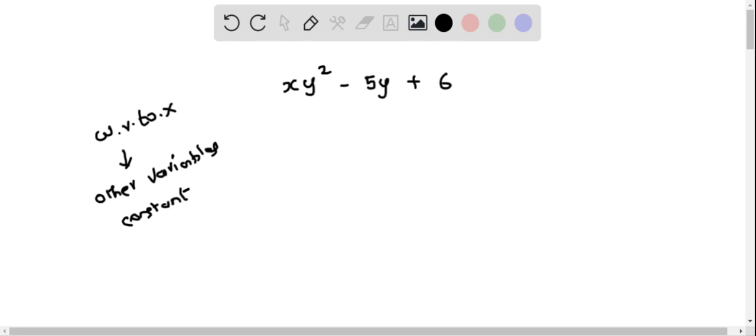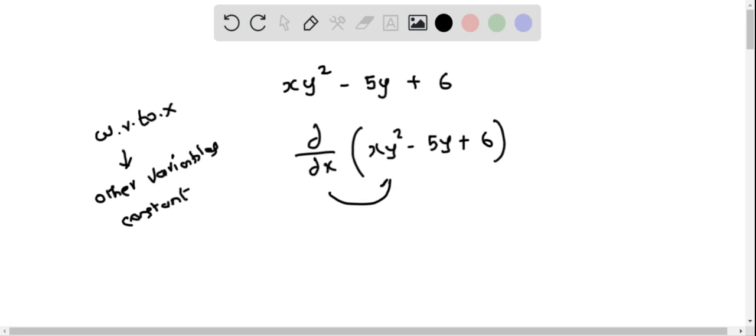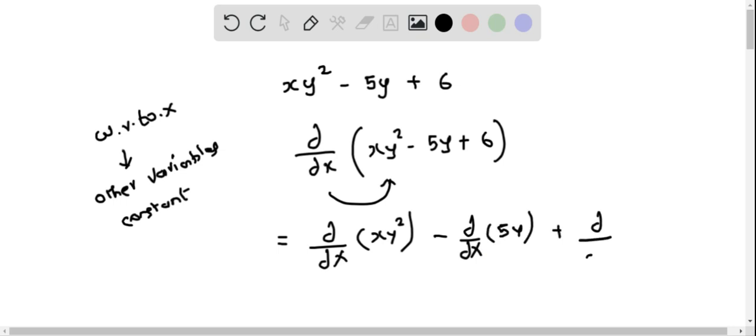So let's do it. I'm going to write this in derivative notation. This is the partial derivative notation, del by del x, and we are finding it for xy squared minus 5y plus 6. We operate this partial derivative operator on all the terms inside the brackets. So this is equal to the partial derivative with respect to x of xy squared, minus the partial derivative with respect to x of 5y, plus the partial derivative of 6 with respect to x.